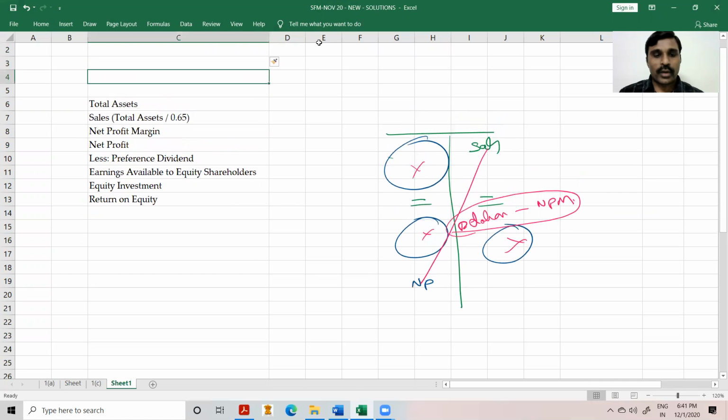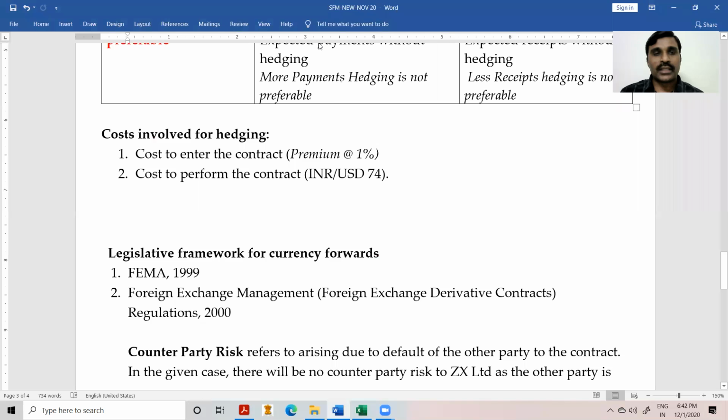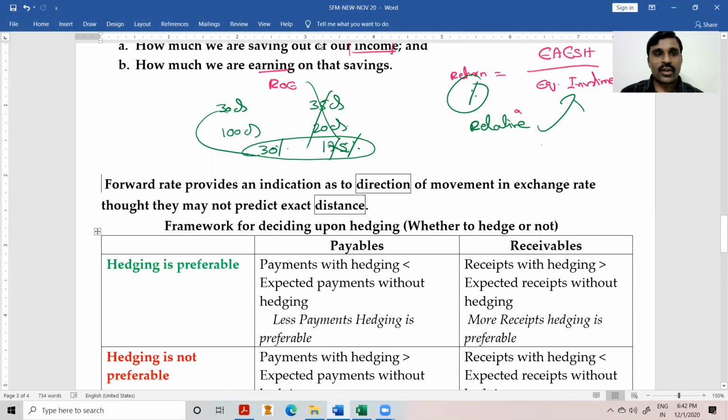Total assets is nothing but two points: equity and debt. Equity and debt is equal to total assets. That means here we are assuming that current assets is equal to current liabilities. As simple as that. If current assets is equal to current liabilities, we'll end up with total assets equal to equity plus debt.